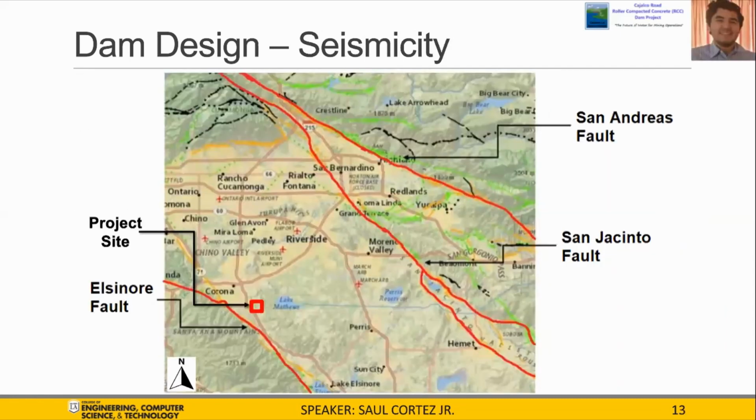Through the United States Geological Survey, various faults surrounding our site location are the San Jacinto, San Andreas, and Elsinore faults. All of the major fault lines are marked in red on the map. These faults could cause the most damage to our dam due to their locations and fault activity. Out of the three faults, the Elsinore fault governs our design due to its proximity.